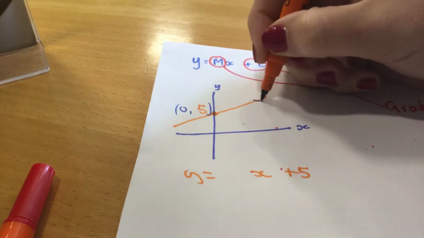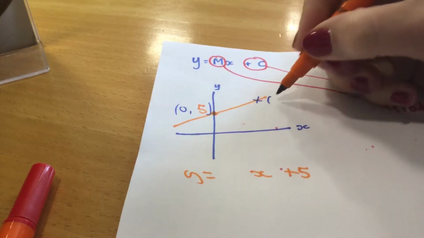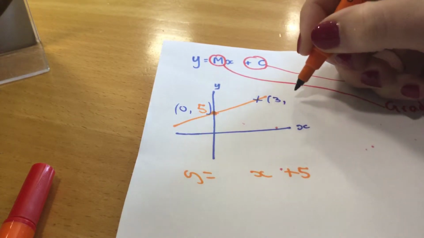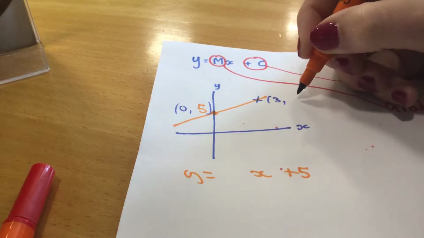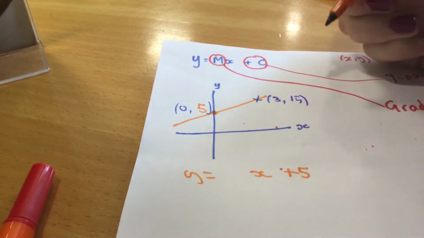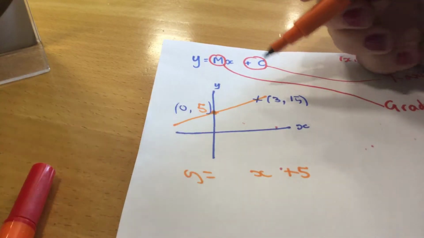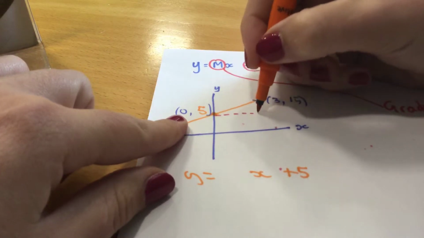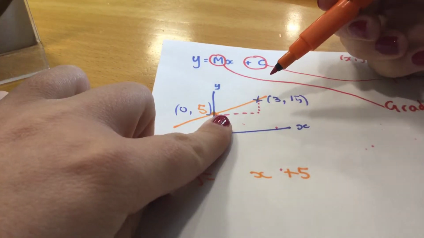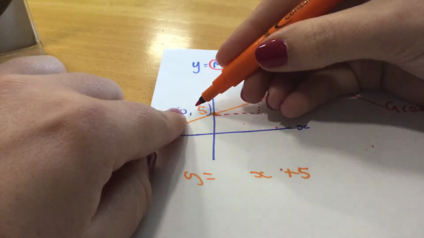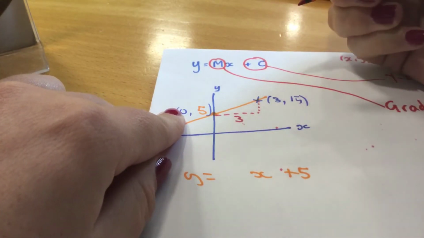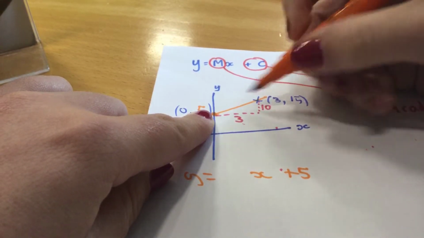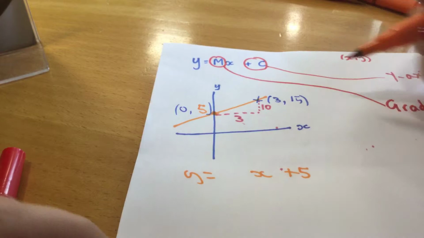Let's say I had another point there, and let's say this point was at, I don't know, 3, 15. Okay, I've got 2 points. Now I can find the gradient by making a triangle between these 2 points, realizing that here it goes from 0 to 3, so it goes across 3, and it goes from 5 up to 15, so it goes up 10. My sketch is really out of scale.